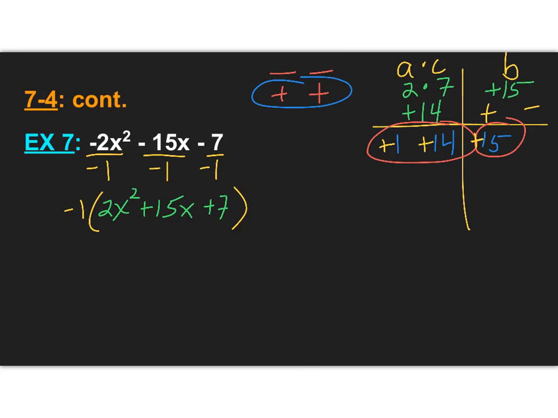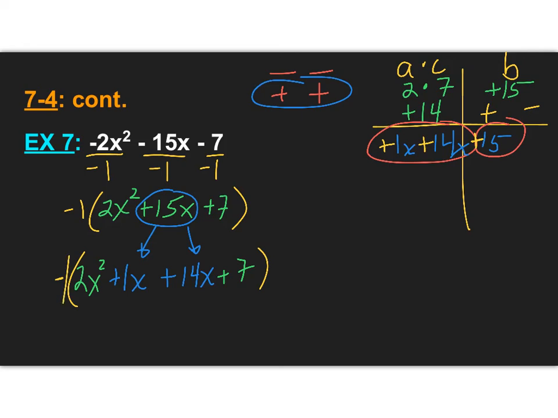So then we're going to tack on the variables, which is x. So we've got an x, a 1x, and a 14x. So this is going to get replaced with a positive 1x and a positive 14x. Don't forget to bring down your bookends, 2x squared plus 7. However, let's not forget that the whole thing is being multiplied by negative 1.